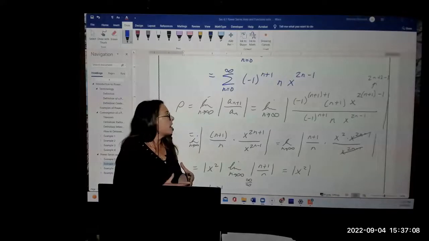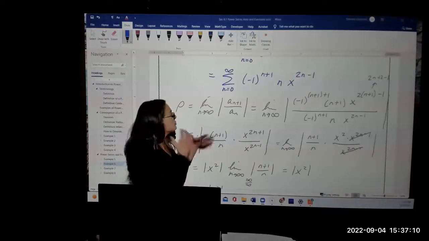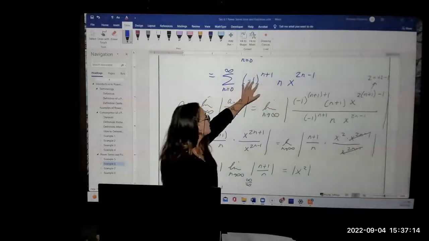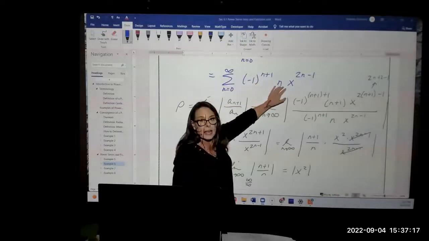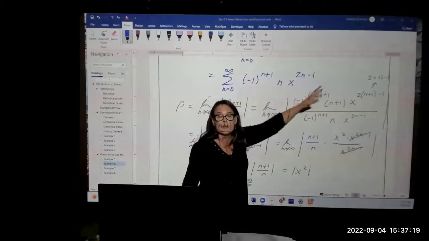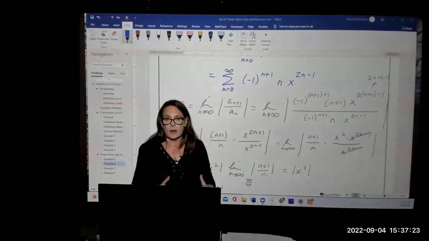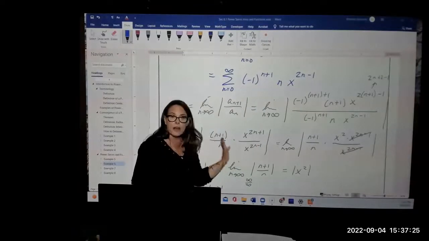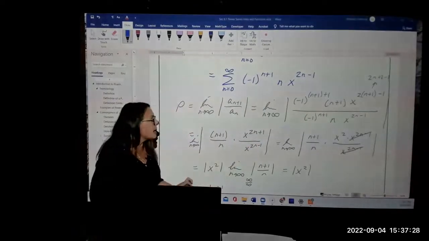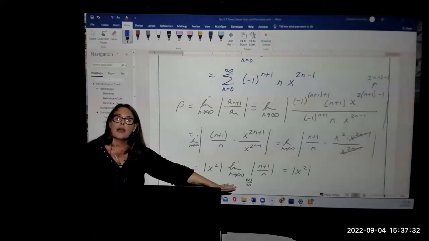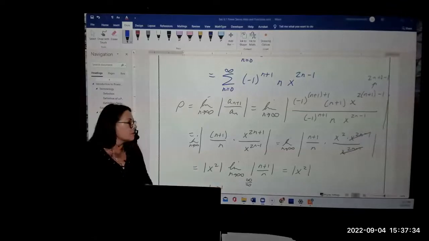So again, after we made our substitutions, we got the power series representation for the function as -1 to the n plus 1 times n times x to the 2n minus 1. Now, because of the n factor, we can't write it as strictly geometric, so we apply the ratio test. And hopefully after you applied the ratio test, you came up with rho equal to x squared, which again, you can drop the absolute values since something squared is always strictly non-negative.